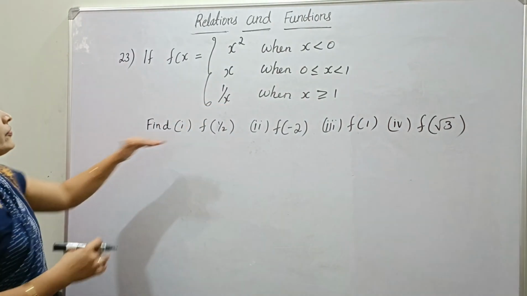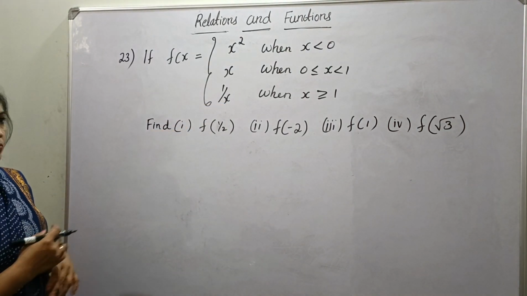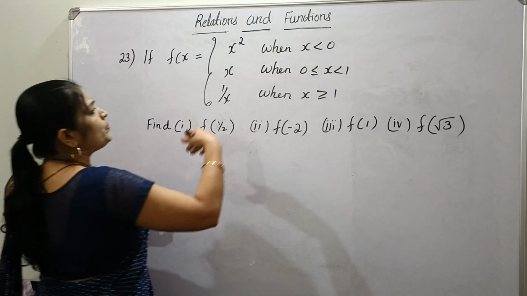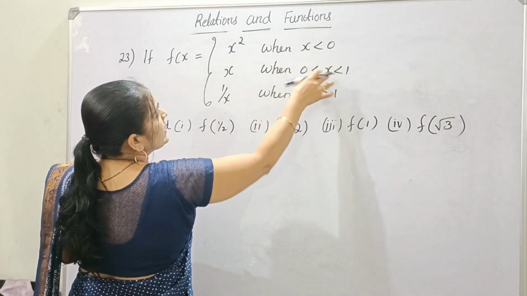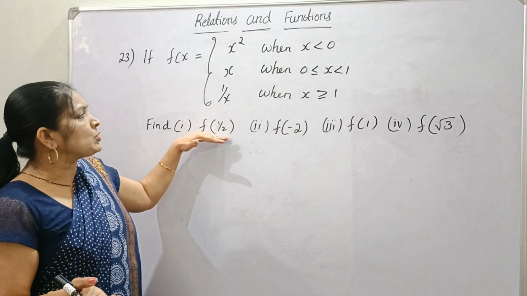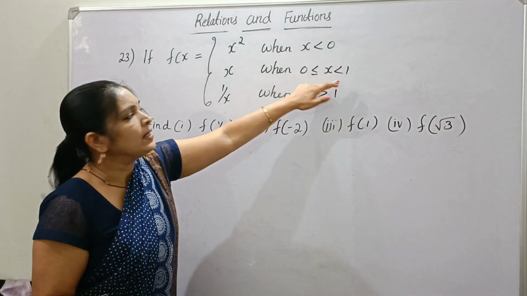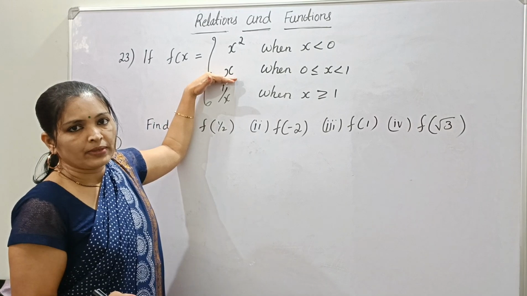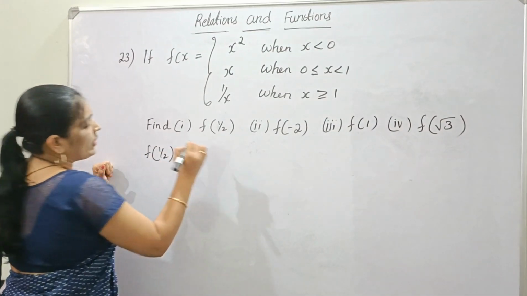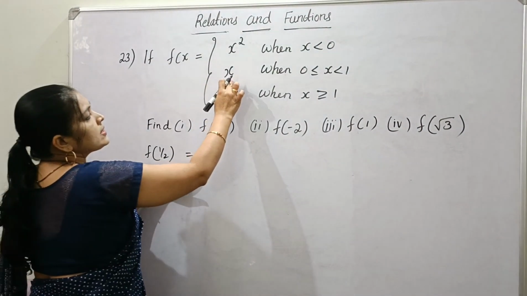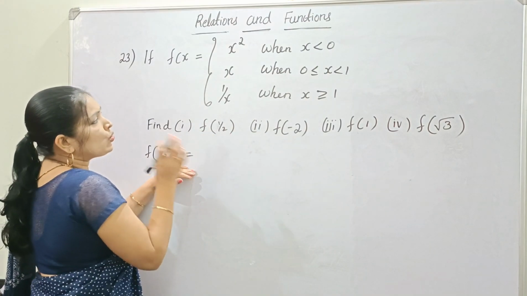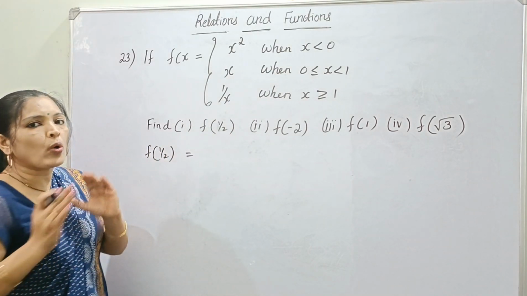Okay. So here, first one, f of 1 by 2. 1 by 2 is obviously greater than 0, right? See, greater than 0 and less than 1, right? Okay, so it is between 0 and 1. Therefore, the function is x, isn't it? So f of 1 by 2 is equal to, substitute this function, okay? That is, here 1 by 2 is the value between 0 and 1, right?